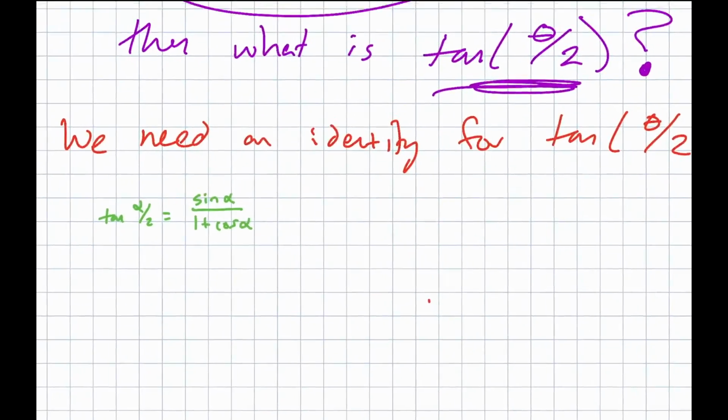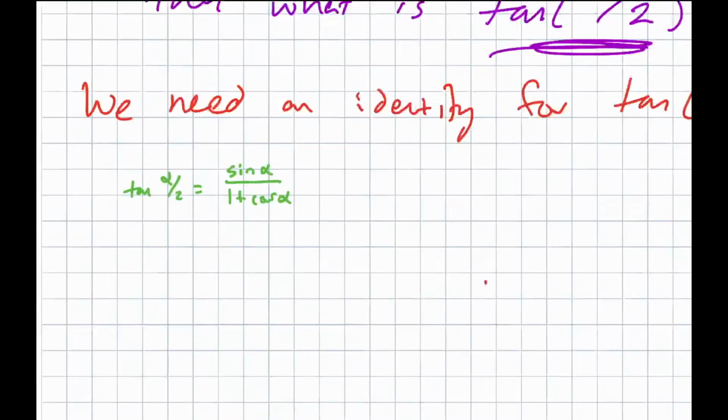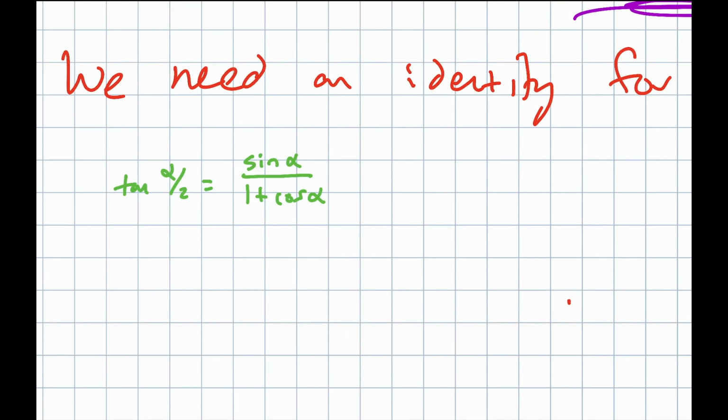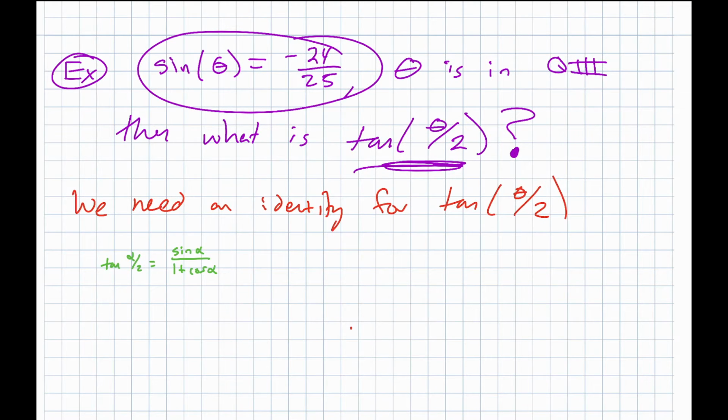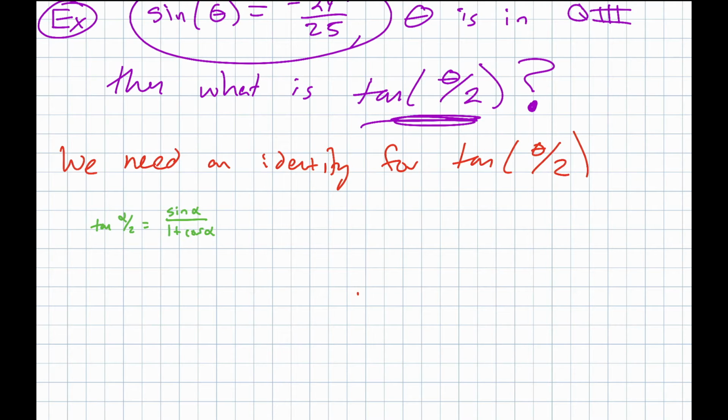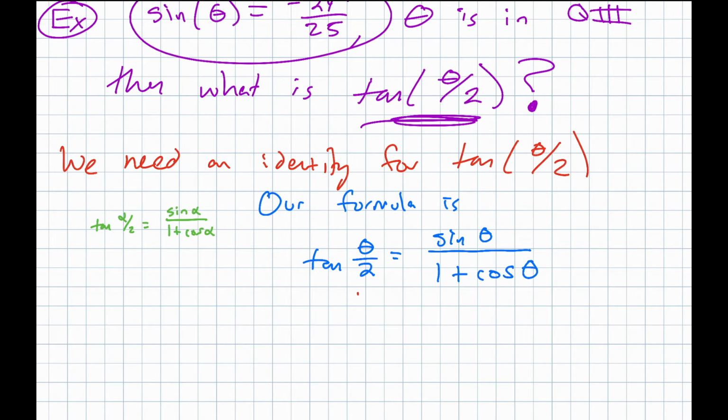Okay, so we need an identity for tangent theta over 2. We're going to use this one: tangent alpha over 2 is sine alpha over 1 plus cosine alpha. Now look at the information we have. I'm going to write the formula with theta this time. Tangent of theta over 2 is sine theta over 1 plus cosine theta. In order to use this, I need a sine theta and a cosine theta.